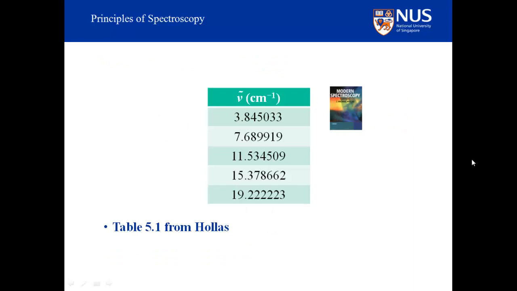The even separation of the spectral lines is confirmed in the following table. Again, this comes from Hollis. The lines, you'll notice, are approximately 3.85 wave numbers apart.